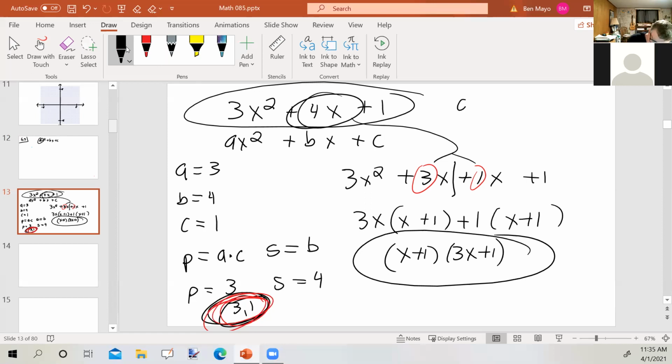Incidentally, I call this the ABCPS method because you have to locate and find A, B, C, P, and S. Okay, but it's also the grouping method, which is what it's called in the textbook. All right, well, let's go on to another example.